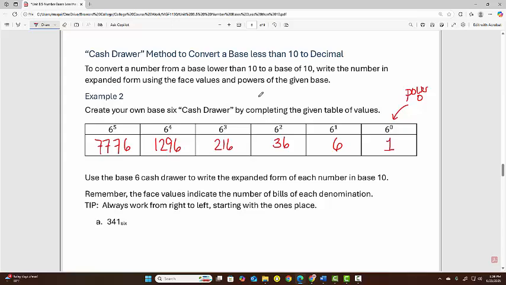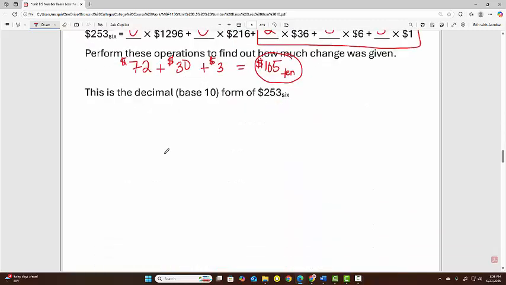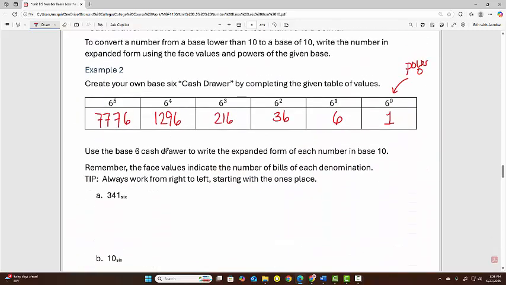Picture the actual bills like we had up here in your mind, right? We're just writing the values of the bills so that we can keep track. Now we're going to use this to write the expanded form of each number, always working from right to left. Remember that the face value indicates the number of bills of each denomination. We're going to have 3 bills times whatever this value is for those bills, plus 4 bills times whatever value this is, plus 1 bill times whatever this is.